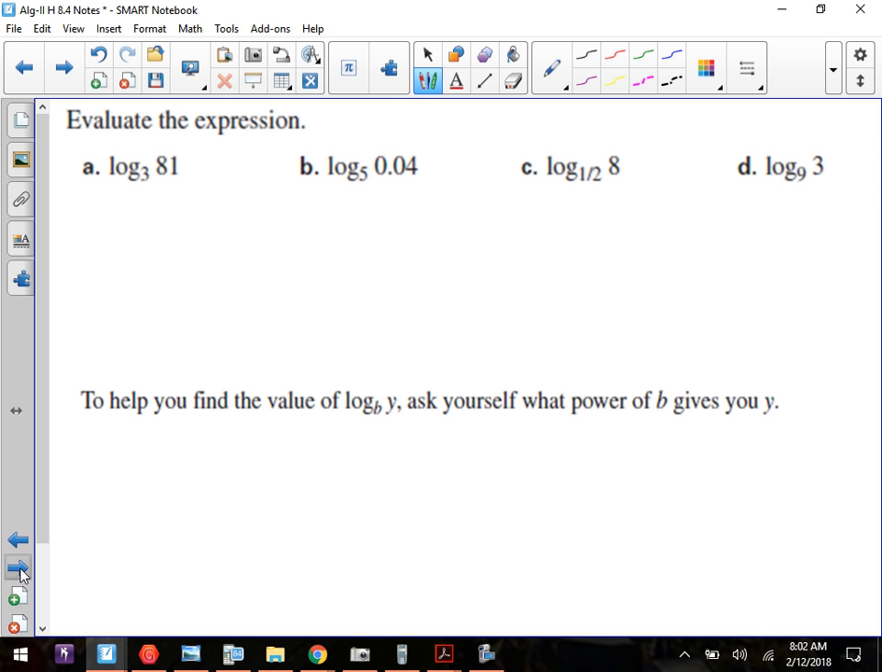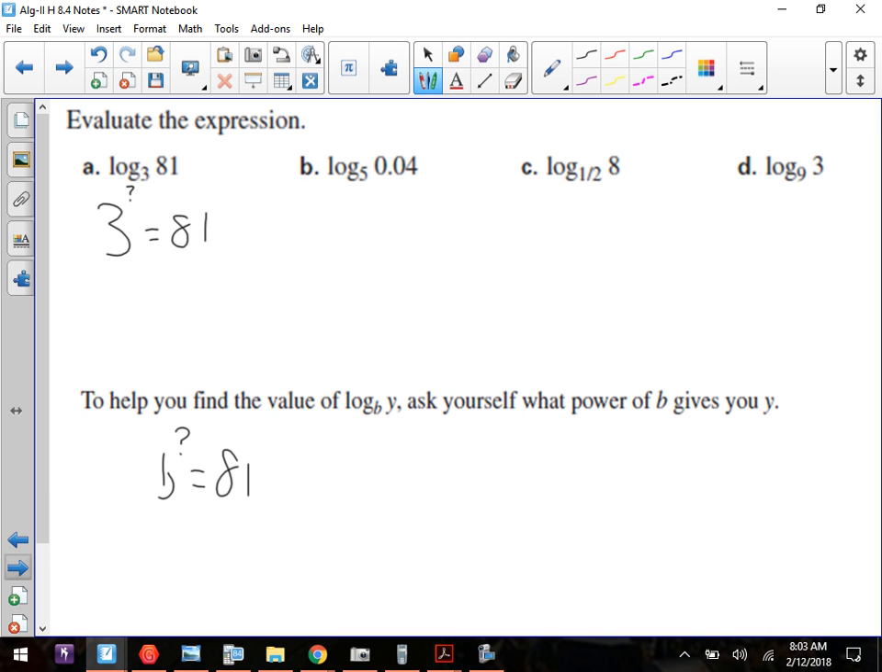You're also going to get a lot of stuff that is non-calculator based. So what you want to do here is start thinking b to what power equals 81. So 3 to what power would equal 81? How would you get that? Well, what's 3 squared? 9. If I do 3 cubed and multiply that again by 3, I get 81.